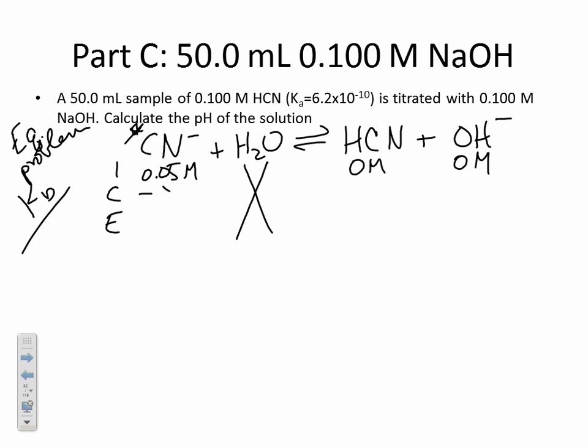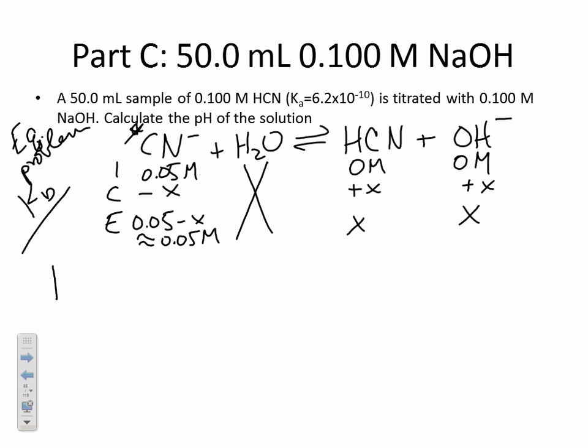So change: minus x, plus x, plus x, because they're all in a 1-to-1-to-1 ratio. So this is 0.05 minus x, which is approximately 0.05. I can make that assumption because Kb is on the order of 10 to the minus fourth or smaller. This is x. This is x.